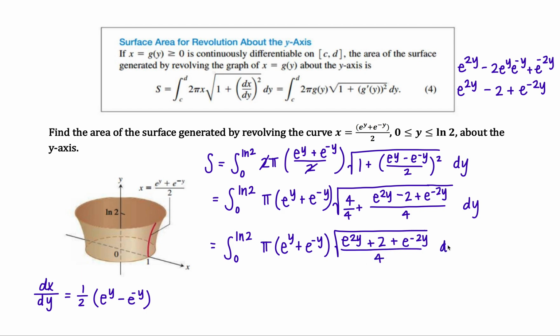Well, this looks very familiar. We can factor e to the 2y plus 2 plus e to the negative 2y as e to the y plus e to the negative y, quantity squared.